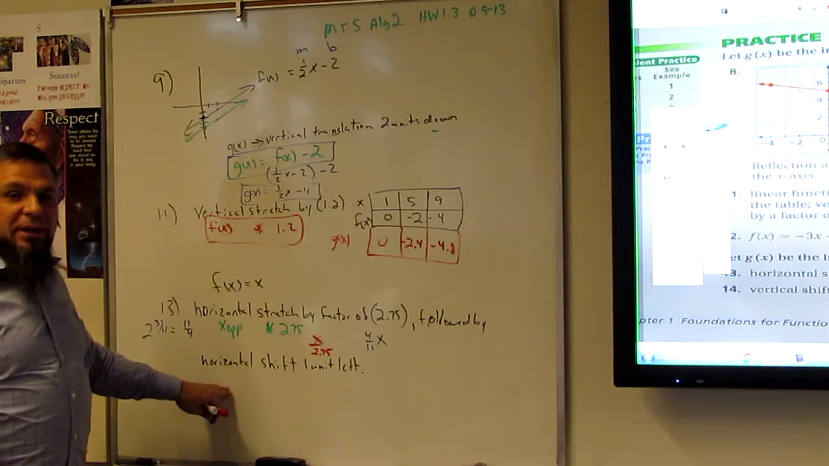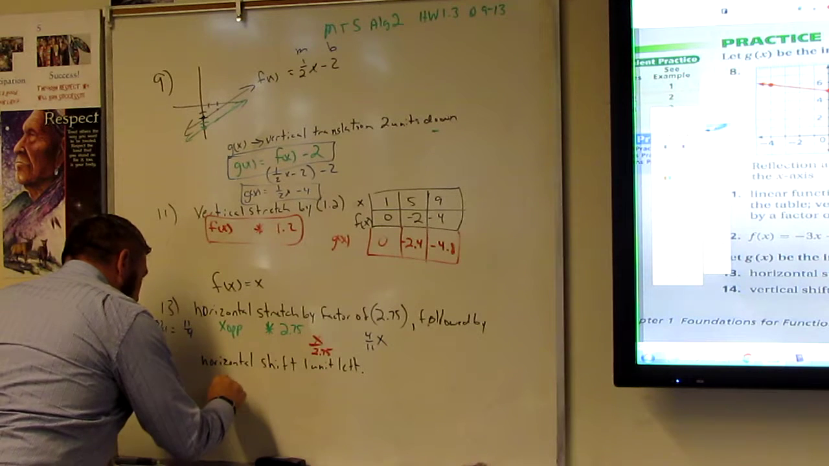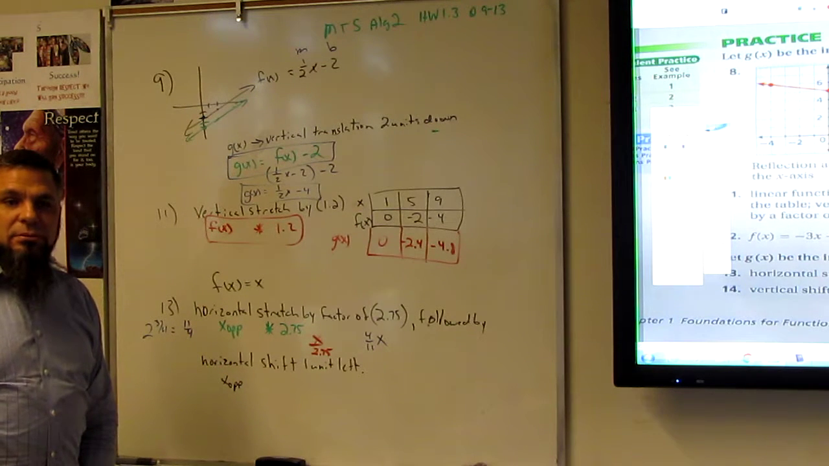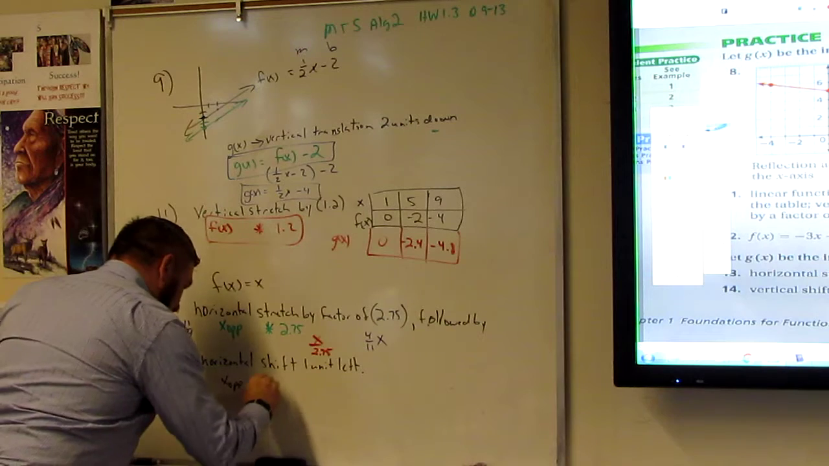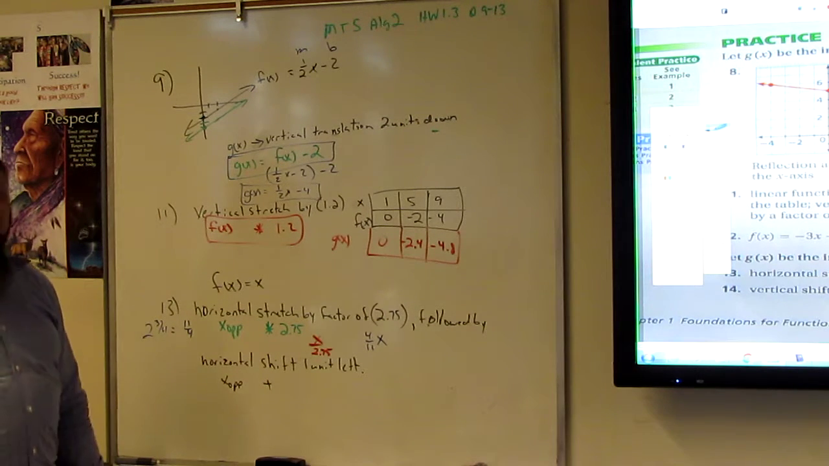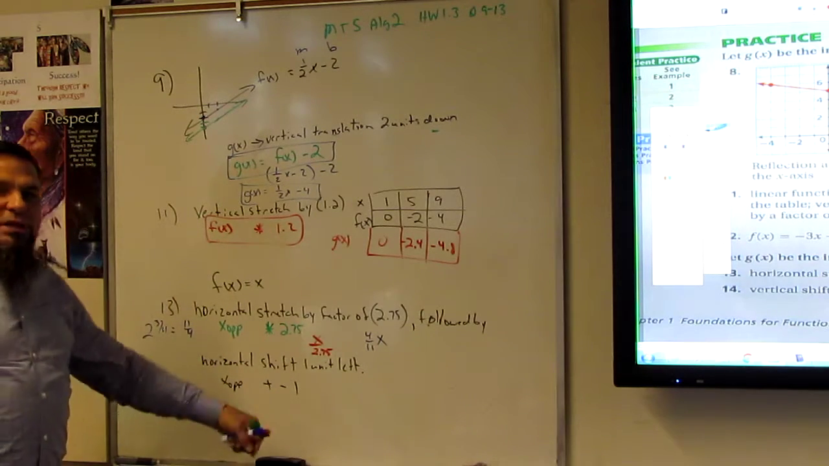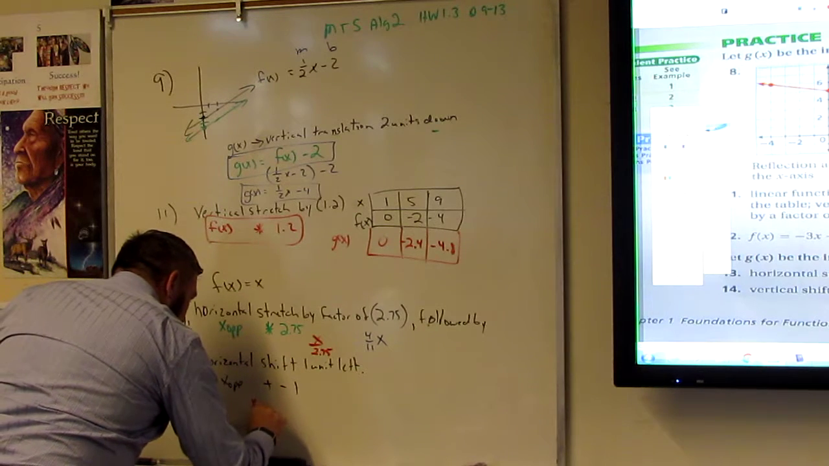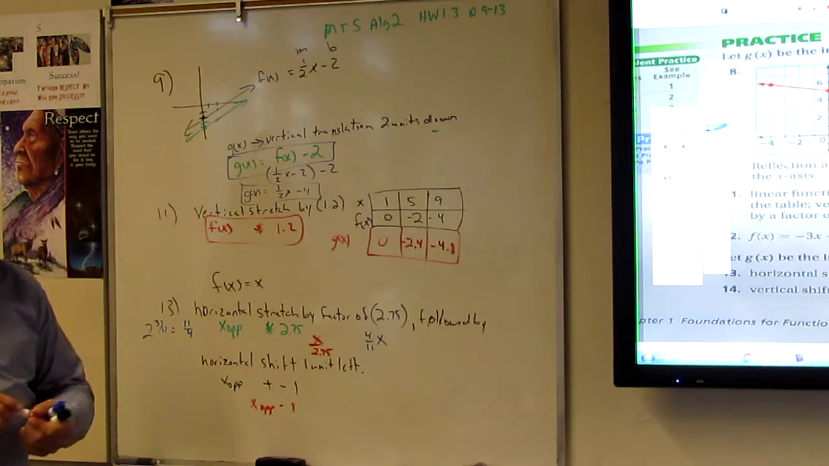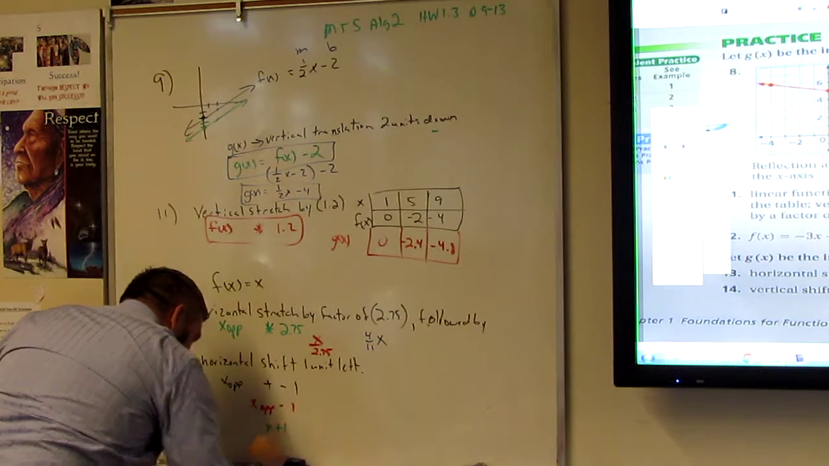Horizontal. What does horizontal mean? X opposite. Okay? Shift. Nope. Shift. Add. Okay? And then 1 unit left. What's left? Minus 1. What's a plus minus mean? Minus. So x opposite minus 1. What's opposite of minus 1? Plus. So x plus 1.